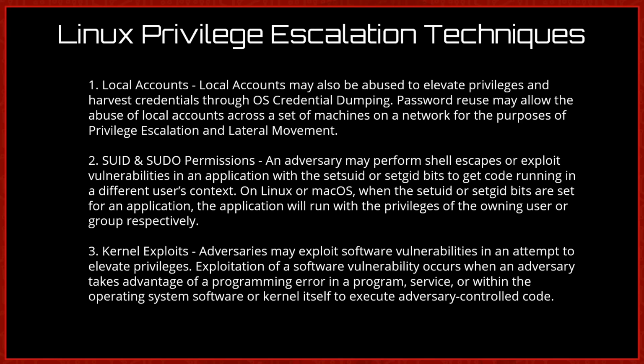So adversaries may exploit software vulnerabilities in an attempt to elevate privileges. The exploitation of a software vulnerability occurs when an adversary takes advantage of a programming error in a program, service, or within the operating system software or the kernel itself to execute adversary-controlled code. So this is not really exclusive to the kernel itself. You can also find vulnerabilities in software or packages that are installed on the target system if they can allow for elevation of privileges. In this case, we'll be focusing on kernel exploits that allow us to elevate our privileges. So we'll be taking a look at that.